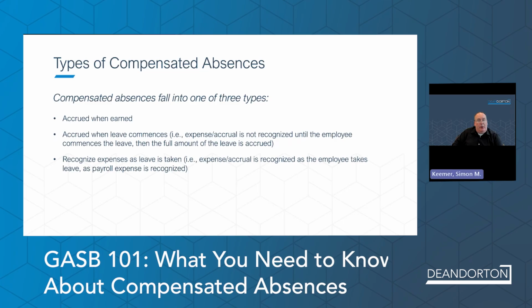So in terms of types of compensated absences, we've really got three buckets coming out of GASB 101. We have a group of leave or compensated absences which are accrued when earned. So it doesn't matter when the leave will be taken at some point in the future. As it's earned, we're going to accrue it, and we'll reduce our accrual in future periods as those compensated absences are used. Then our next bucket is we're going to accrue only when the leave commences.